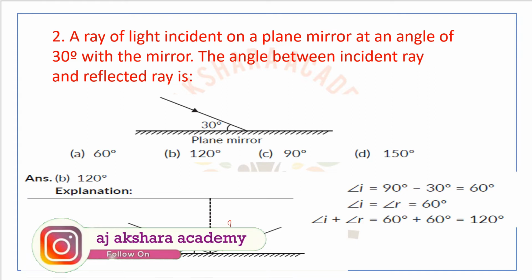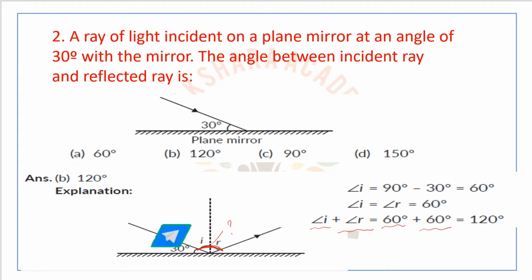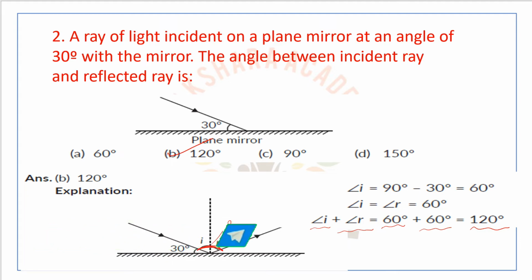So from the laws of reflection, angle i is equal to angle r. Angle of incidence is equal to angle of reflection. So angle i is equal to 60 degrees. Then angle r is also equal to 60 degrees. So the angle between incident ray and reflected ray, that is angle i plus angle r, is equal to 60 degrees plus 60 degrees. So 60 plus 60, 120 degrees. So second option is correct. Okay. The angle between incident ray and reflected ray is 120 degrees.